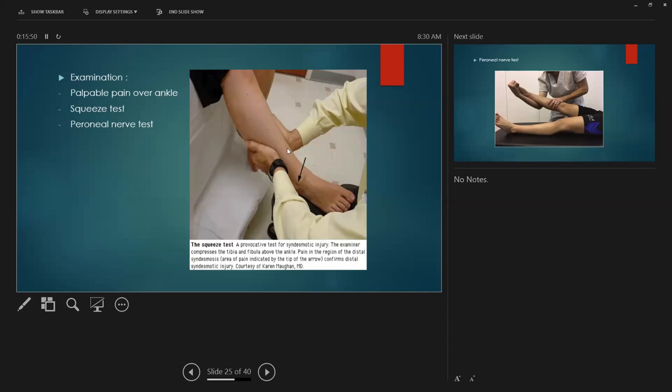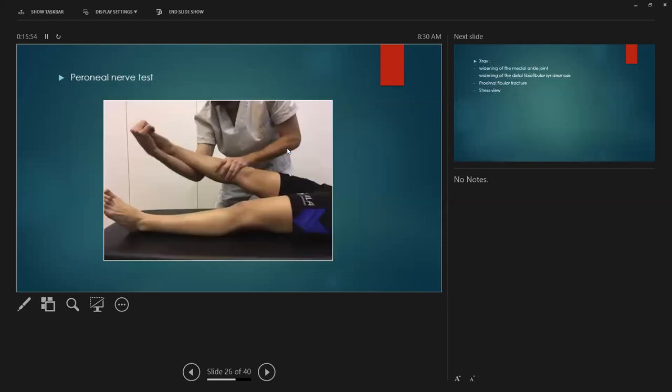Next, you can do a peroneal nerve test. You can see this picture. What you need to do is ask the patient to lie supine while you flex and invert the ankle while you keep the knee extended. You have to ask the patient if they feel any pain over the lateral side, the outside of the ankle and the foot. If they feel it, then the test is positive.